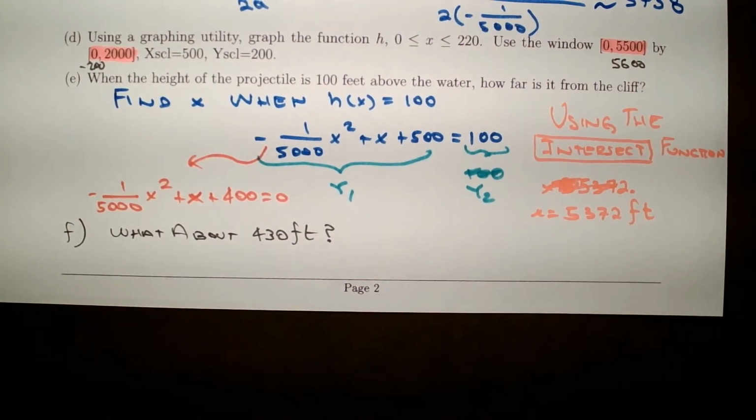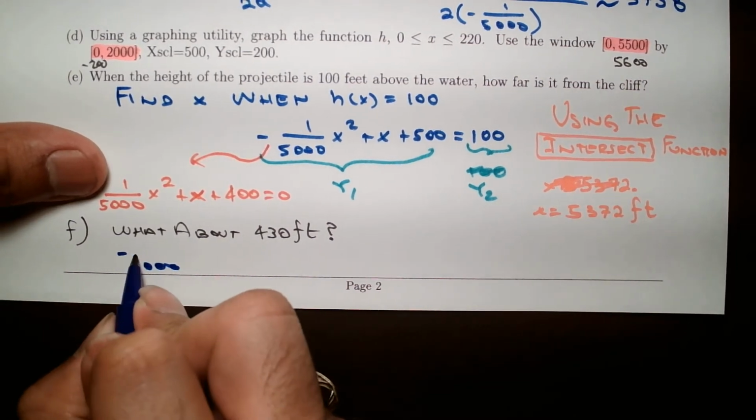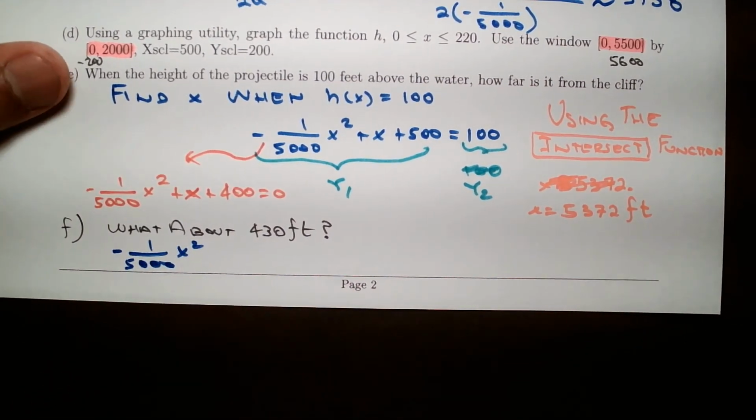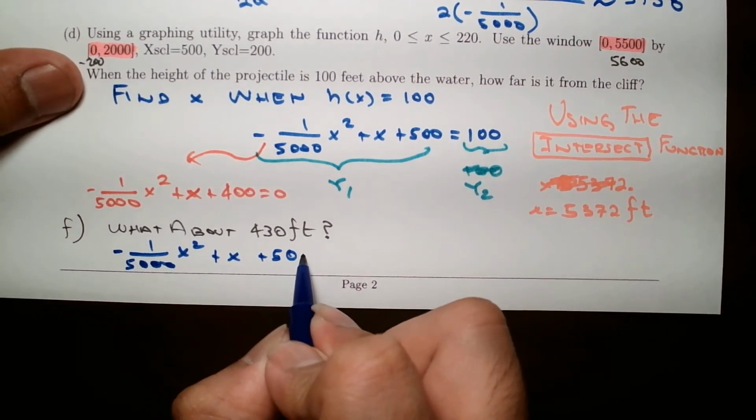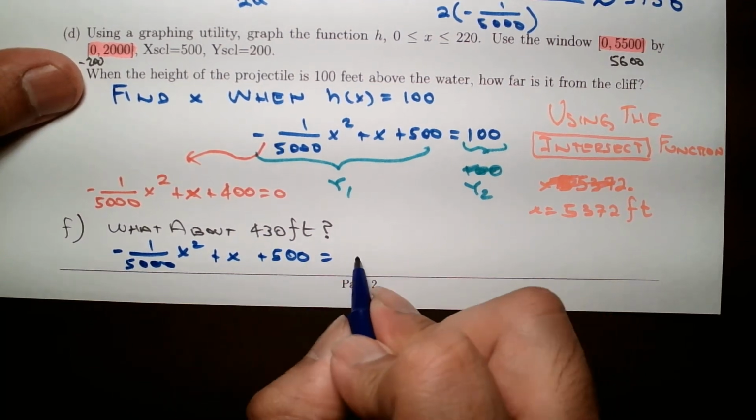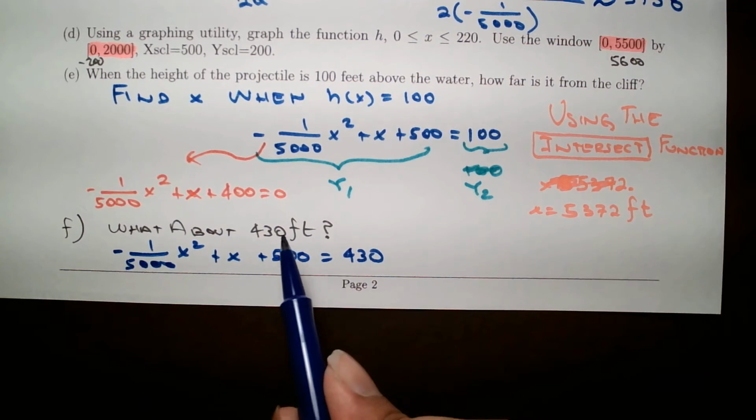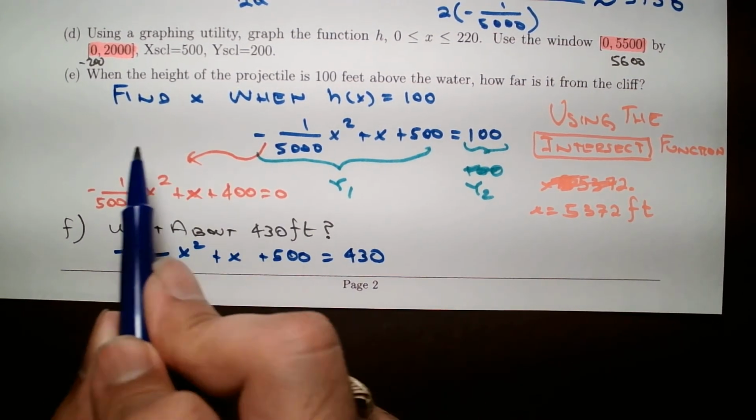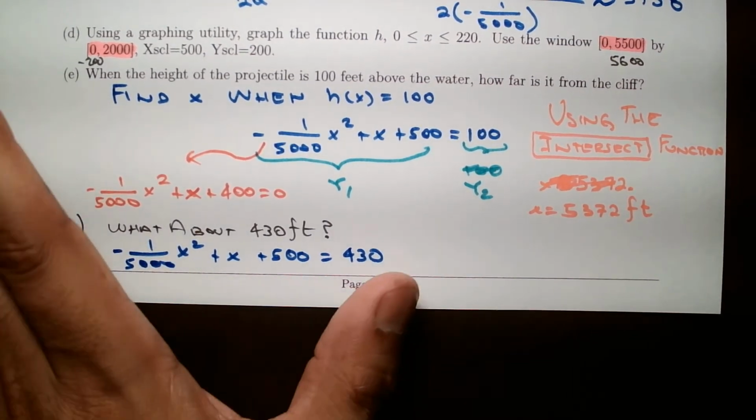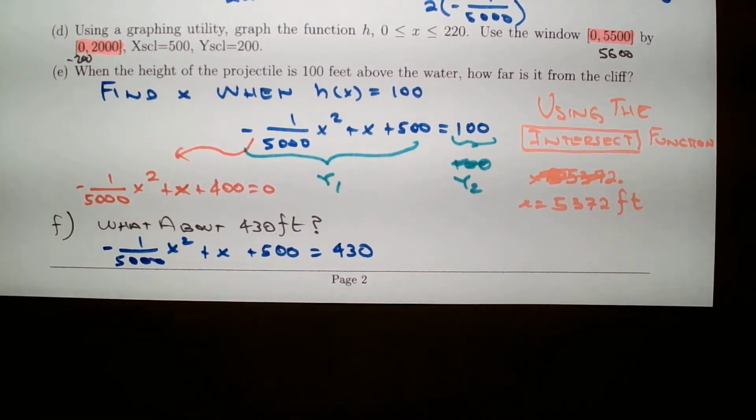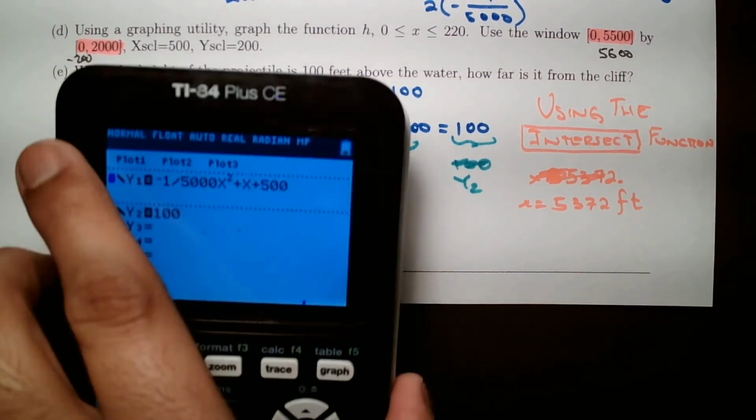So first we need to set up the equation. So that is negative 1 over 5,000 x squared plus x plus 500 equals 430. And I know you might want to move the 430 to the other side, but you don't want to solve the quadratic equation. If you want to do it at your leisure by hand, that's fine. So just so you can verify the results, we're going to take a slight shortcut and do it using the graphing calculator.